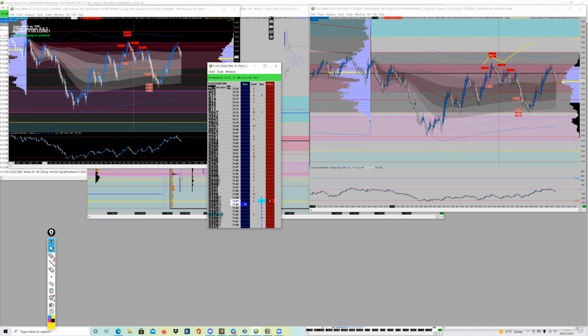Right, test this area, yeah, because this is the point of control, which means where the most orders have happened today. So you're going to test that area. If it breaks it, it's going to come back again to where it's supposed to be. All right, so you're going to start to slow down, because all the traders are seeing what's going to happen here.